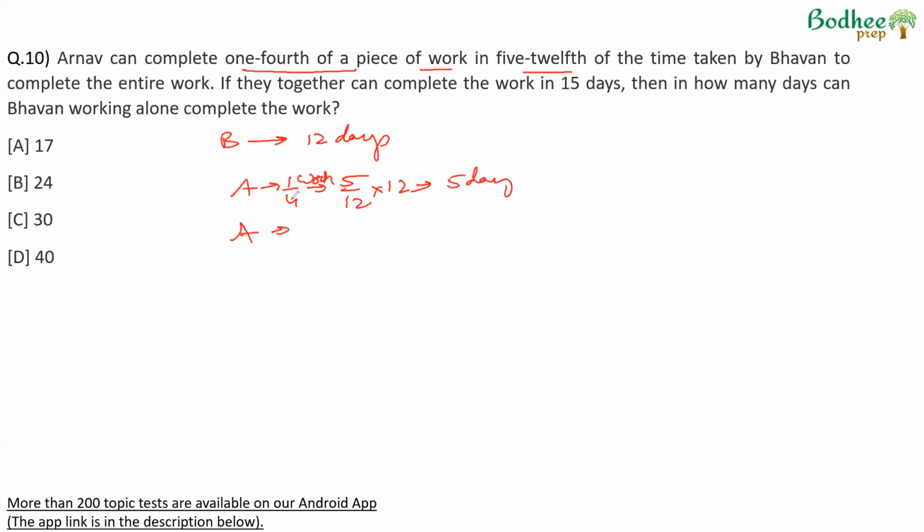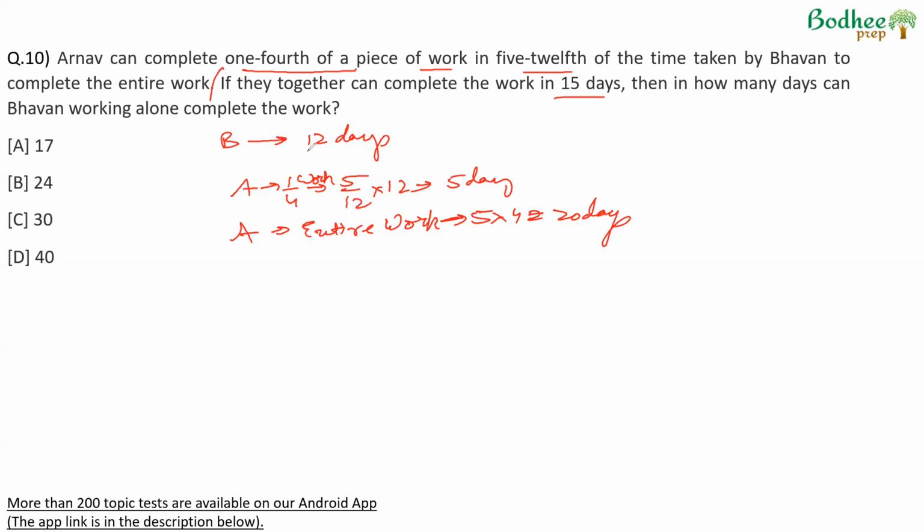And therefore, Arnav will do the entire work in 4 times of this 1/4 work in 5 days. So, entire work in 5 into 4, 20 days. So, the same work that Bhavan does in 12 days, Arnav does in 20 days. If they together can complete a work in 15 days, how many days can Bhavan working alone complete the work?